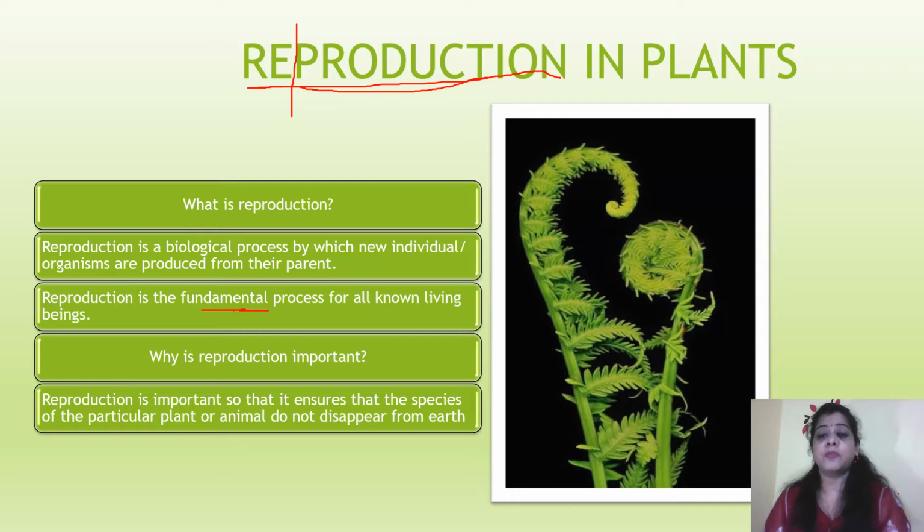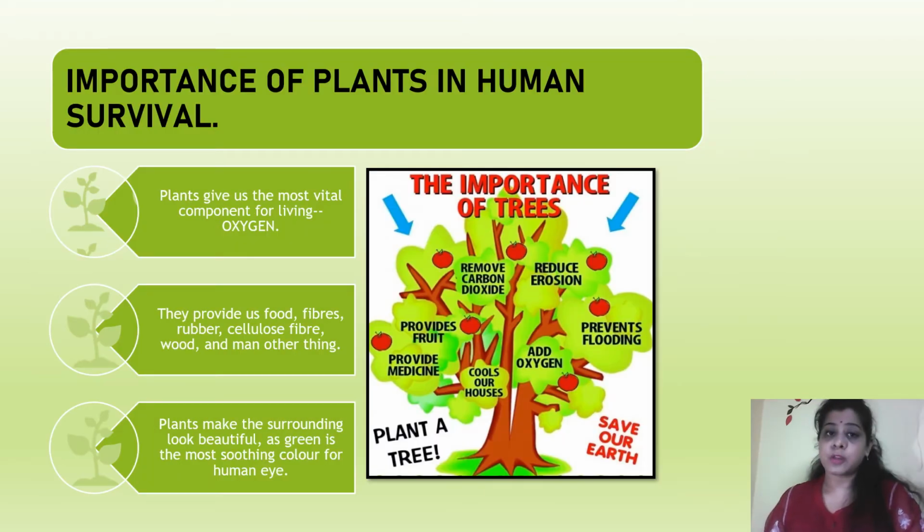That is why they reproduce and new offsprings come into life, so that the species are being saved. Okay, coming to the next topic. The next topic is the importance of plants in human survival. See, in order to understand why reproduction is important in plants, we first come to the topic of how plants are important or how they contribute to human survival.